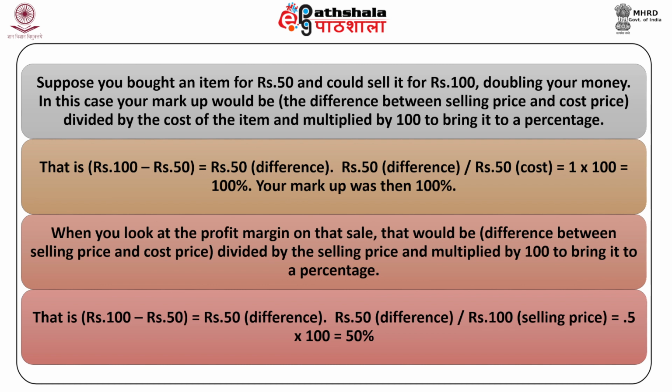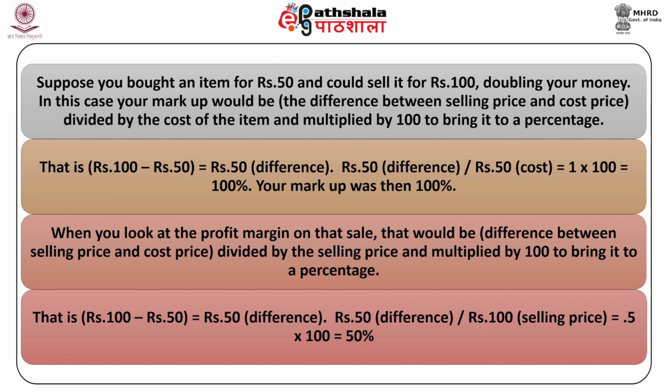That is rupees 100 minus rupees 50, which is equal to rupees 50. That is the difference. Now, this rupees 50, which is the difference, divided by rupees 50, which is cost, multiplied by 100, which will be equal to 1 multiplied by 100, that is equal to 100%. So your markup was then 100%.